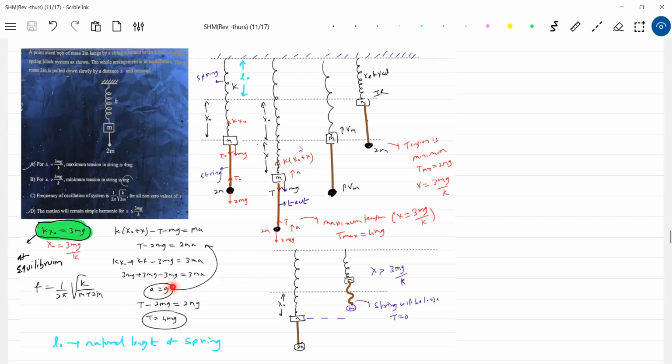Then let me calculate the tension. Substituting a equal to g, I'll get the tension 4mg. What I substituted, when kx equal to 3mg, then I'm getting this tension equal to this much. Are you noticing this?